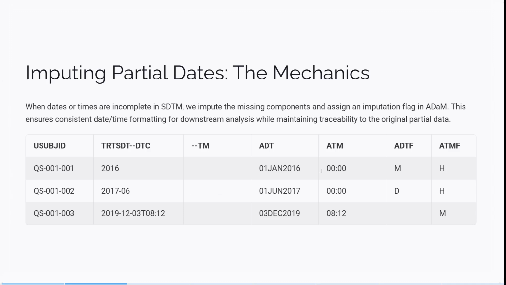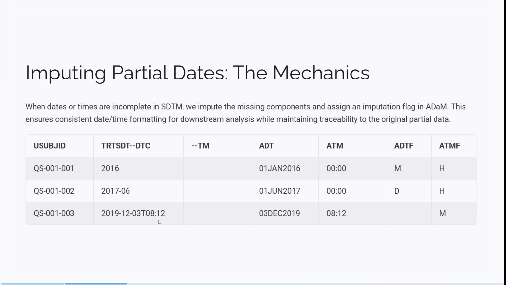If the time is missing, the time is also imputed, so we keep the hour flag. And if the day is missing, we have to put 01. If the month is present, everything is present here, so we consider it as 03 December 2019, and the minutes are missing, so we keep a minute flag, but the ADTF flag is missing. So these are three different examples. You can clearly see the cases where the day is missing, where day and month are missing, and where the minutes are missing.